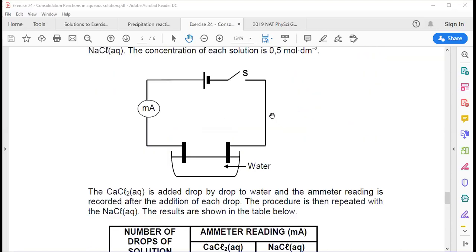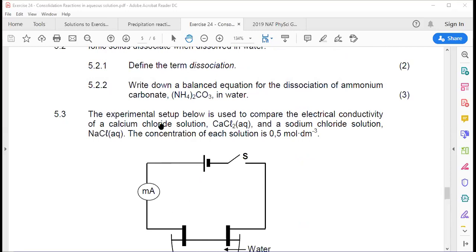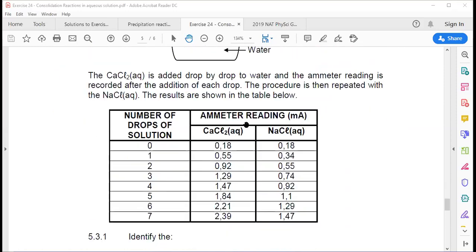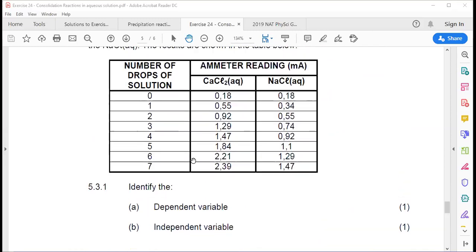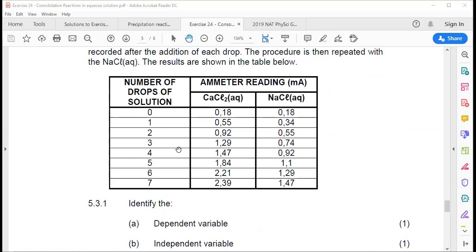Remember when the question started here, we spoke about the experiment set up below to compare electrical conductivity of a calcium chloride solution and a sodium chloride solution. So there are different substances that we want to determine their conductivity. Then we move on to the next one, independent variable. What is the independent variable? It is what we are changing here.